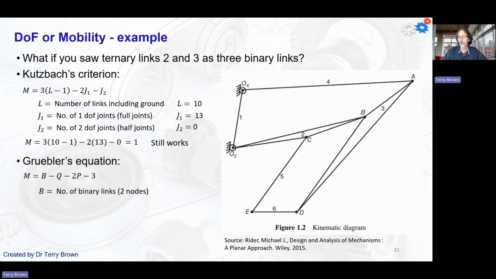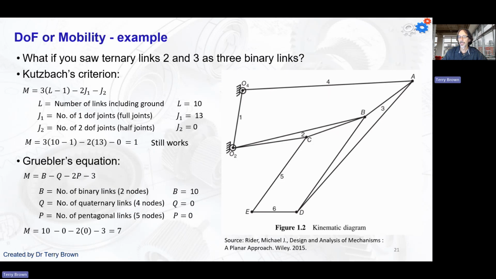If we use Grubler's equation, we've got 10 binary links, same as we had up here. No quaternary links. Put that into Grubler's equation and it doesn't work. So yeah, you just need to be careful with that.